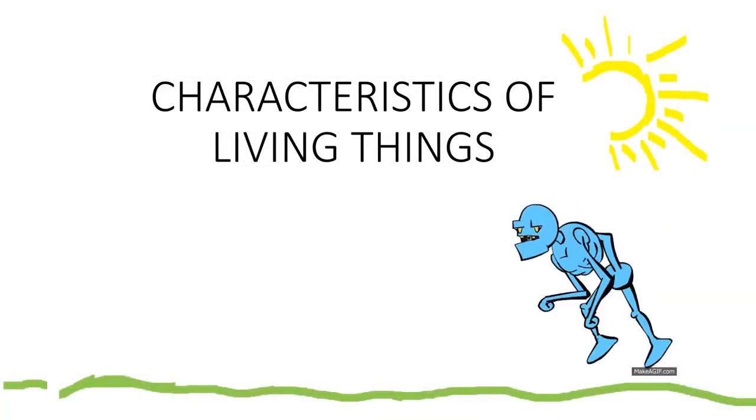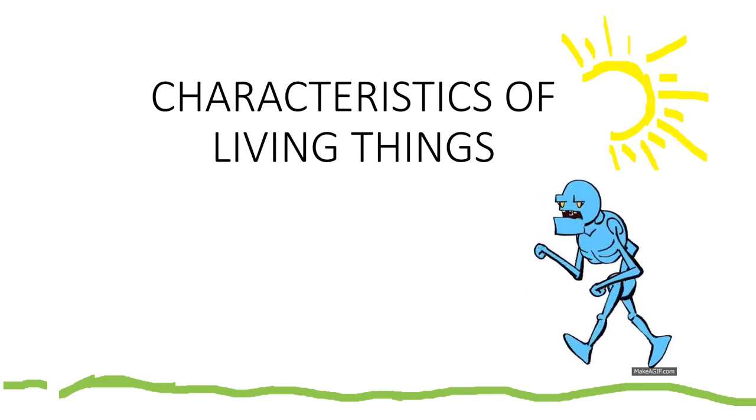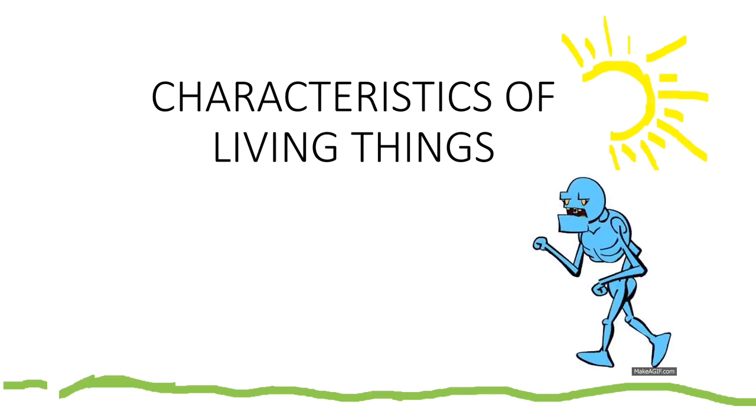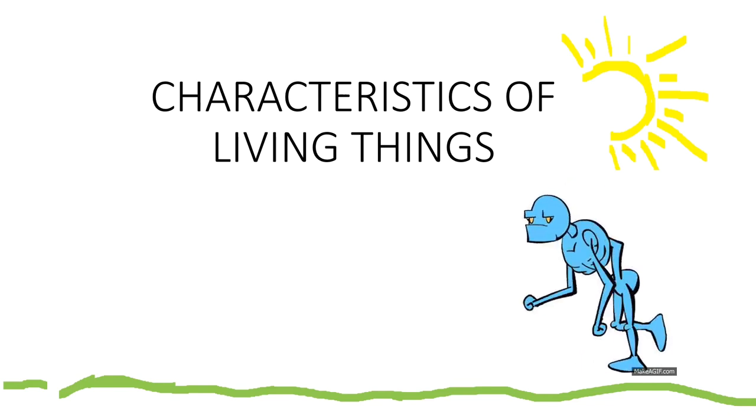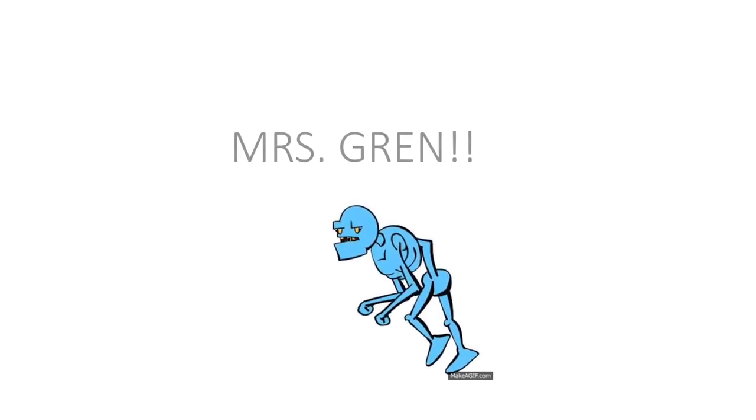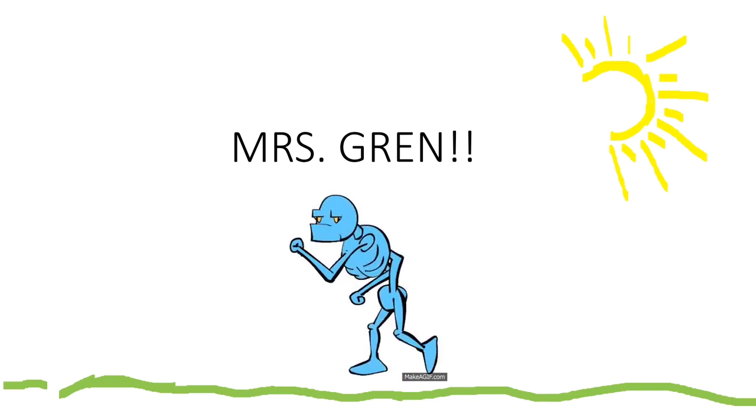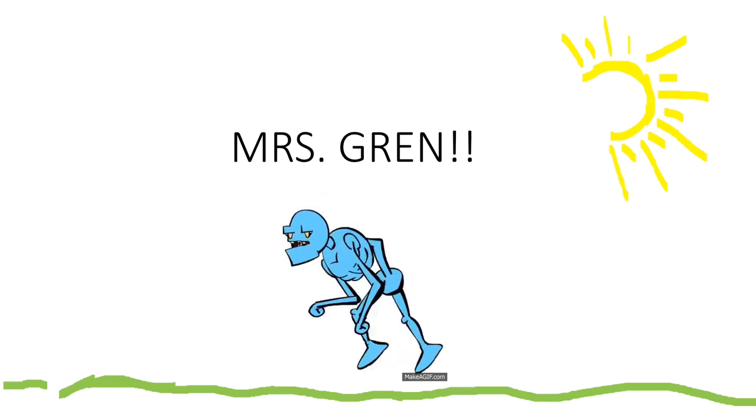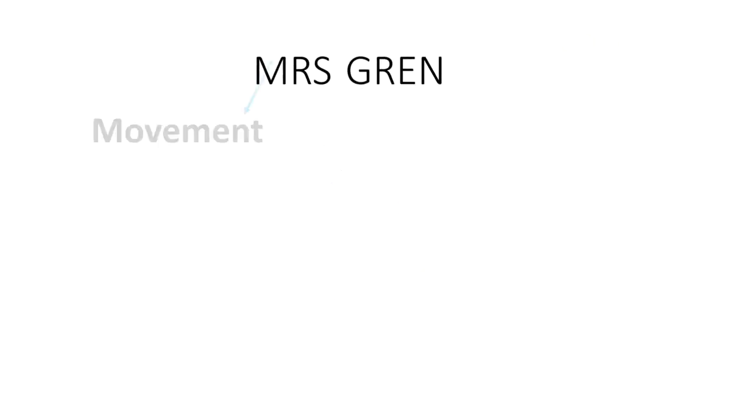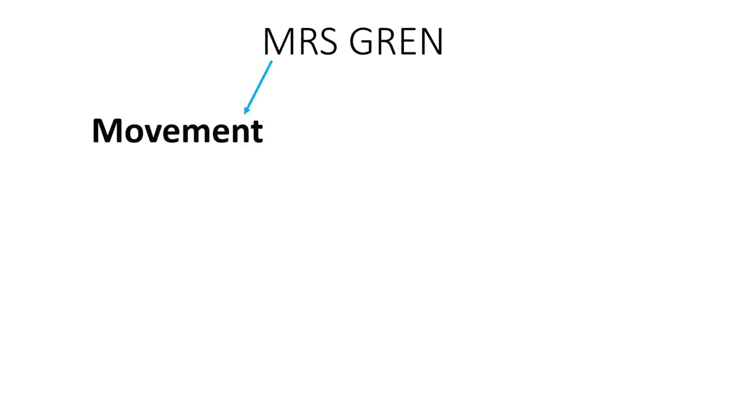Hi, in this video we'll learn the 7 characteristics of living things. In order to make it easier for you to memorize, we'll be using a very commonly used mnemonic known as Mrs. Gren. If you have the characteristics that we're about to study, then you can be assured that you are alive. Starting with M, movement.